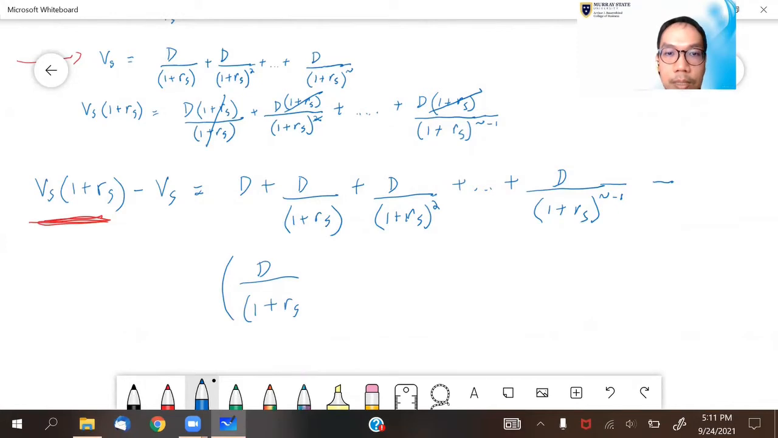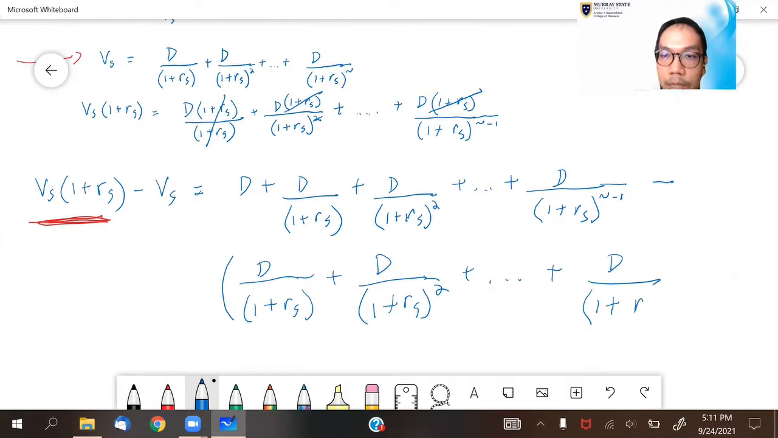Okay, plus constant dividend again, divided by (1 plus RS) squared, and so on. And the last one is dividend divided by (1 plus RS) to the power of infinity. See the sign here is minus, right? So we can imagine this will cancel out this one, this one will cancel out this one, and so on. And this one will be cancelled out by the one before the last one.